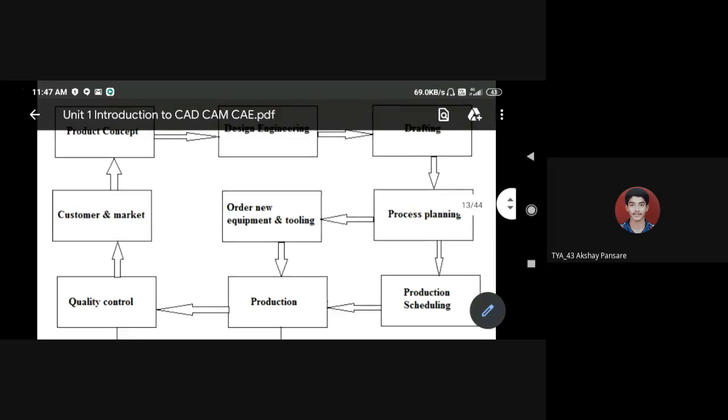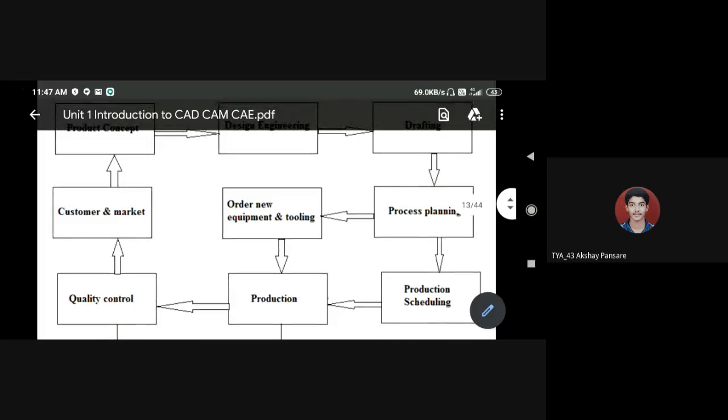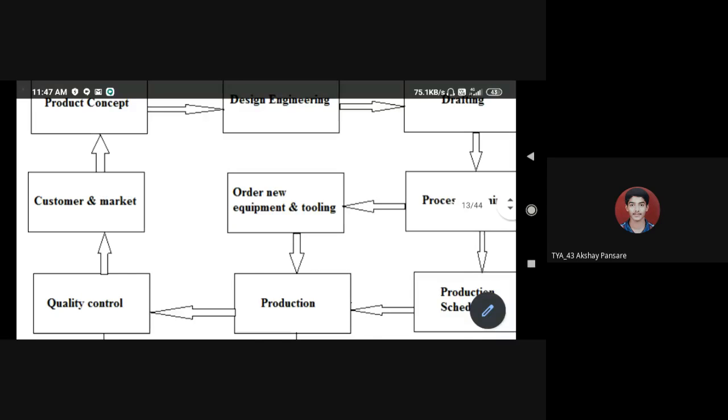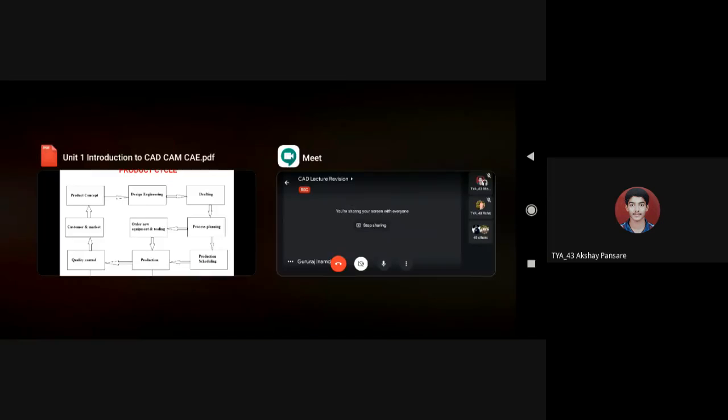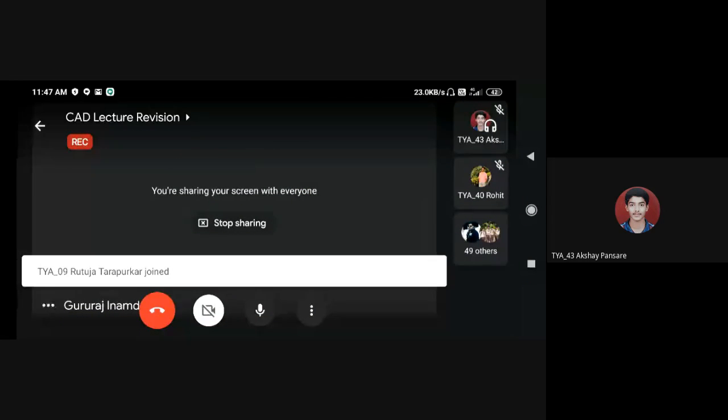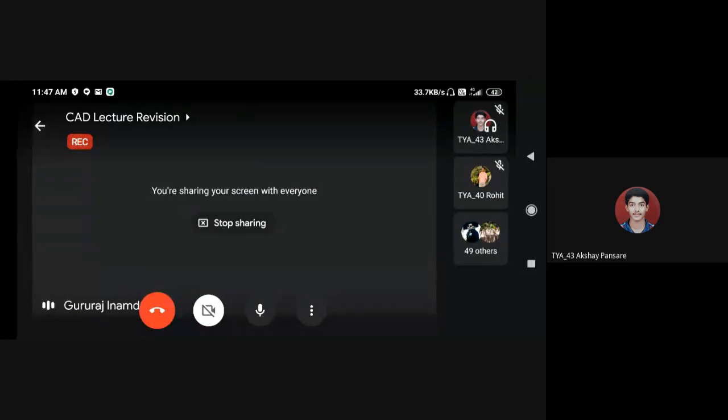Now next is customer and market. This is a very important branch. Customer and marketing. The marketing department, a marketing degree, is also required, such as an MBA, master in business administration. This is another branch. So marketing and customer: to find customers, to reach the customer. This is very important.